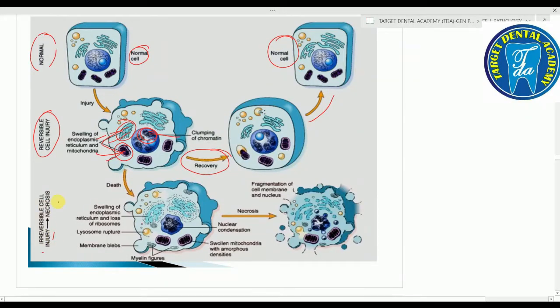While in the irreversible cell injury, which leads to necrosis, when there is an injury to a normal cell, it leads to the swelling of the endoplasmic reticulum and there is loss of ribosomes, and the lysosome gets ruptured, and membrane blebs are formed, and there are myelin figures, the swollen mitochondria with the amorphous densities, and there is a nuclear condensation which leads to necrosis. There is a fragmentation of the cell membrane and nucleus. So this is the difference between a reversible cell injury and irreversible cell injury.